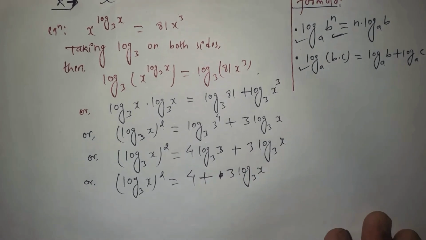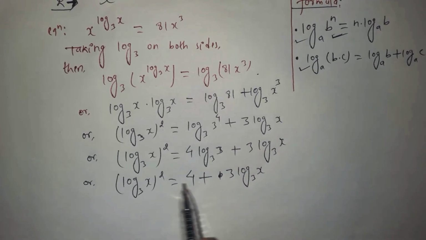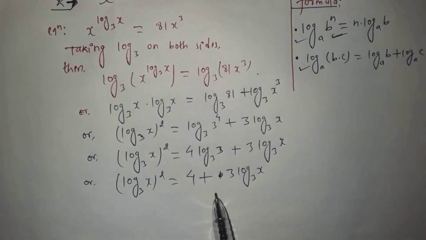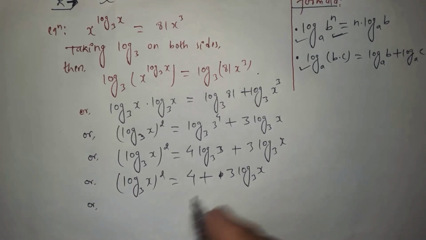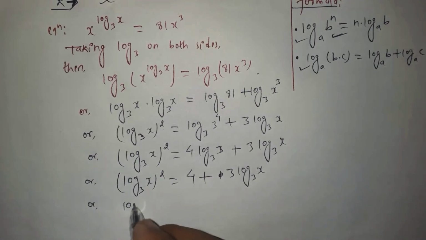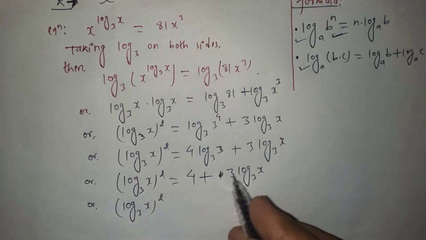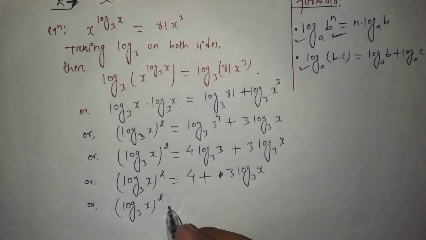And here this equation is quadratic. Let's rearrange the terms. Let's write it in the standard form. Log with base 3 of x, squared, and let's bring these terms to the left hand side.